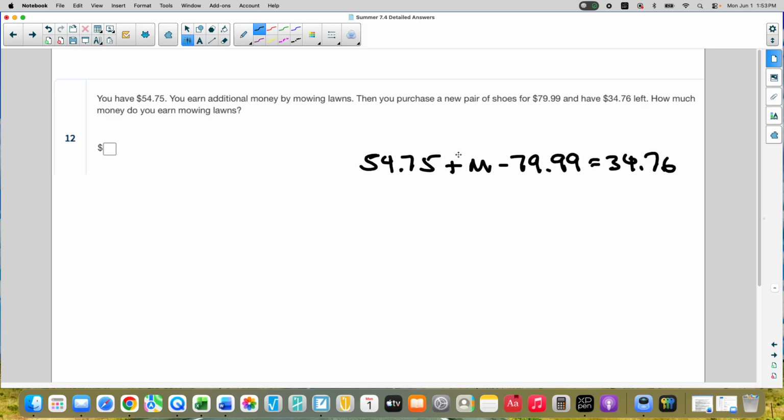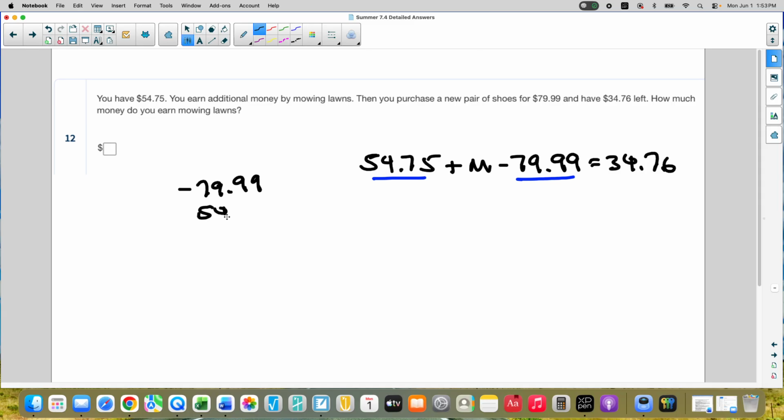I start with this. I add my lawn mowing money. I subtract for the shoes, and it should equal $34.76. So I'm going to combine like terms first. I know I need to isolate the variable, but I'm not going to move them separately. I'm going to actually subtract those. I'm going to simplify. We always want to simplify.